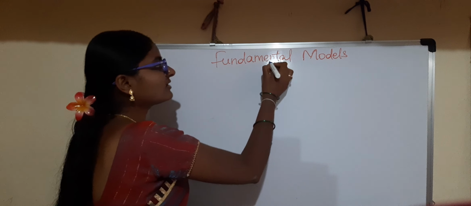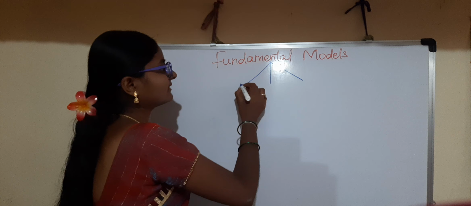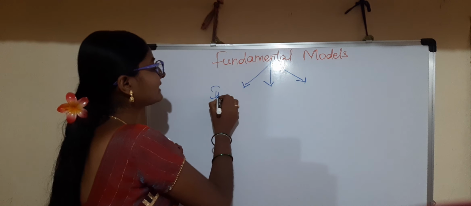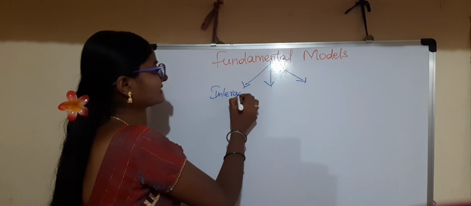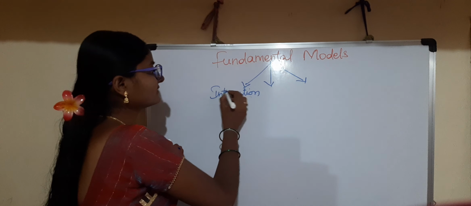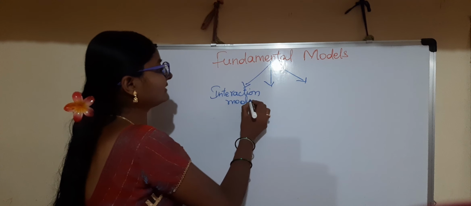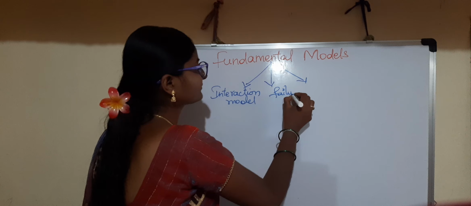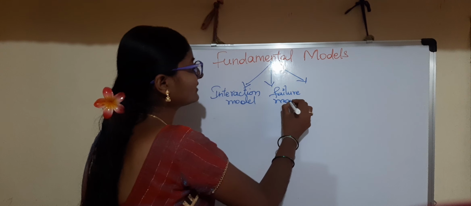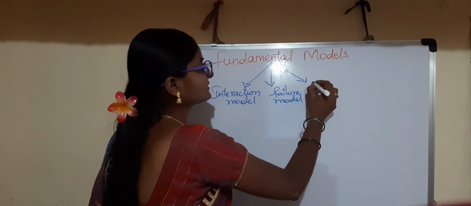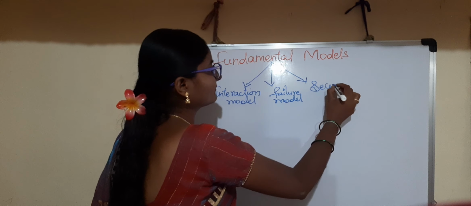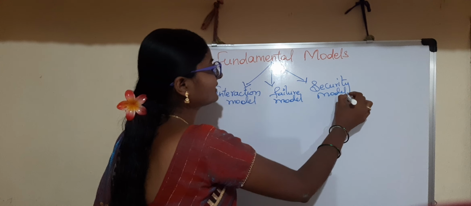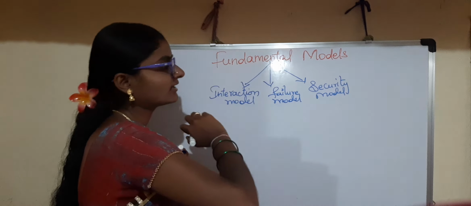The fundamental models are divided into three. Draw this flow chart, students. Three methods. That is the interaction model. Next is the failure model. Next is the security model. These three are the fundamental models.